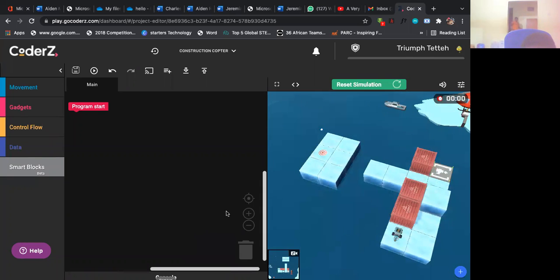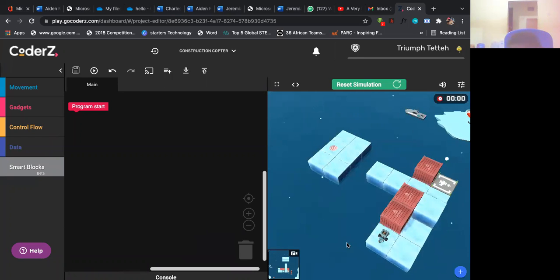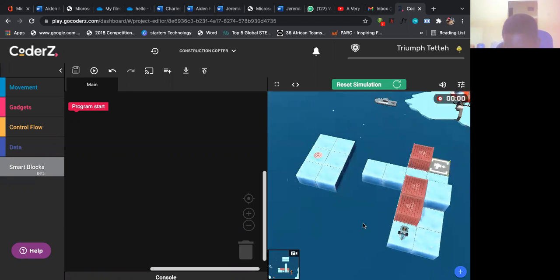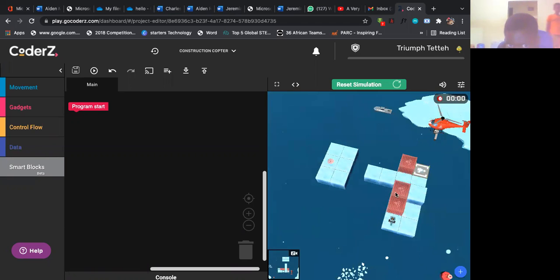Okay, now let's look at this. This is similar to the other one. The only difference is that there is a helicopter, okay? There's a helicopter that will pick your ice block and will position it for you.